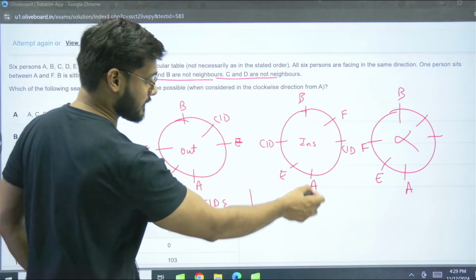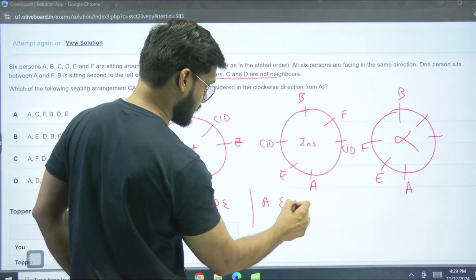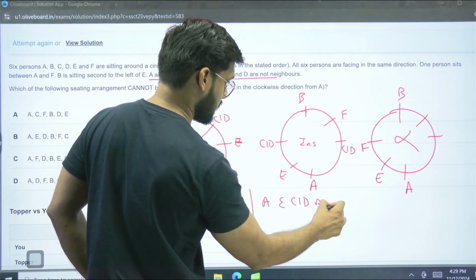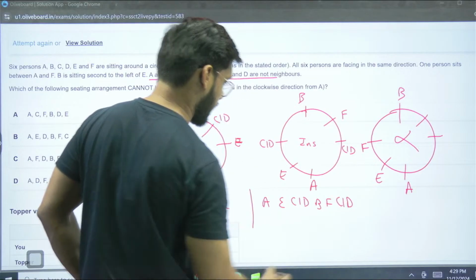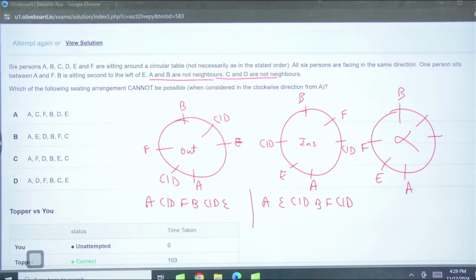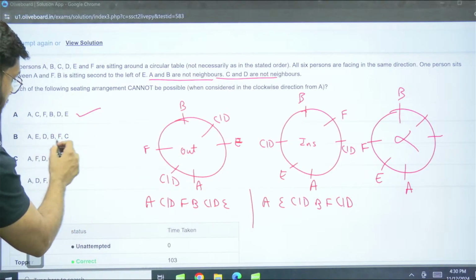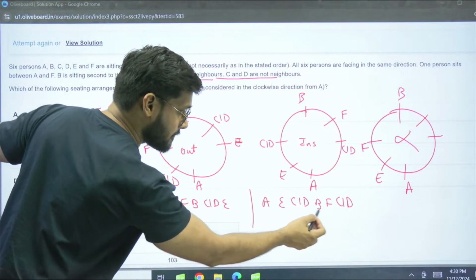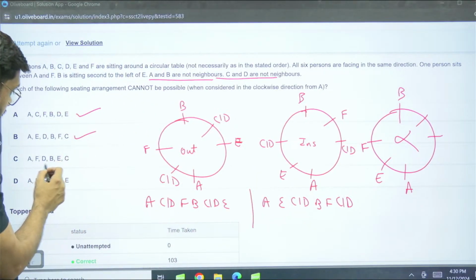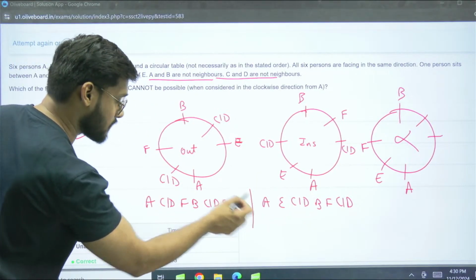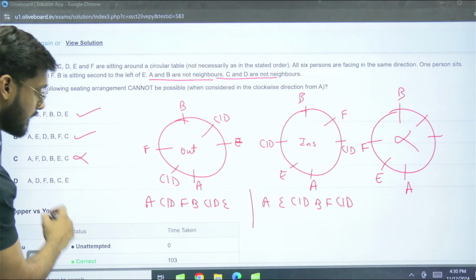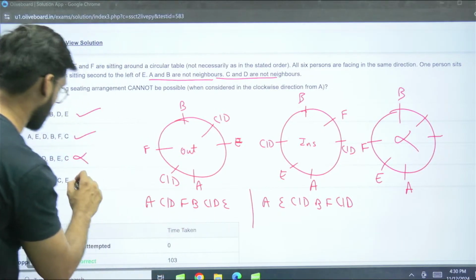And in the inside, in the clockwise direction we will get A, E, C, D, B, F, C, D, like this. A, C, F, B, D, E, this is possible. A, E, D, B, F, C, this is possible. A, F, D, B, E, C, okay, this is not possible. A, D, F, B, C, E, this is also possible.